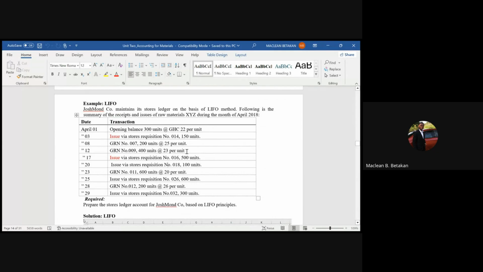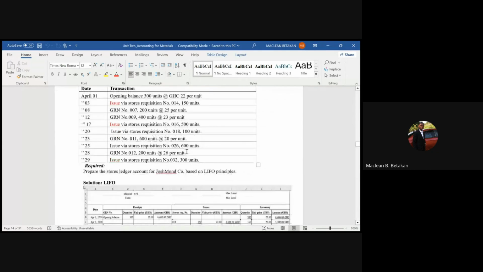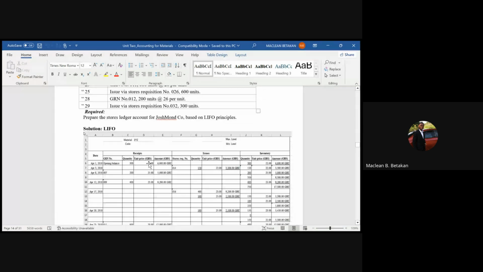Okay, so we have 300 units in the receipt column, which is our inventory. It's valued at 22 cedis. And then we issued 150 out of this 300. We are issuing it from the last transaction, and the last transaction is the same as the opening balance. So we are using the same 22 cedis. Then 150 is left, valued at 22 cedis.